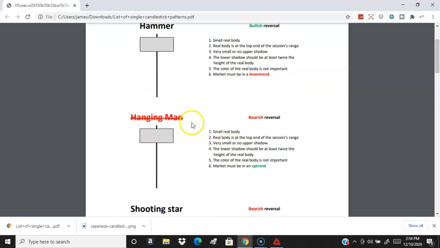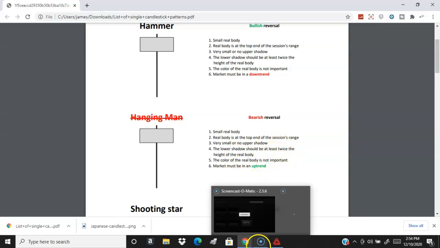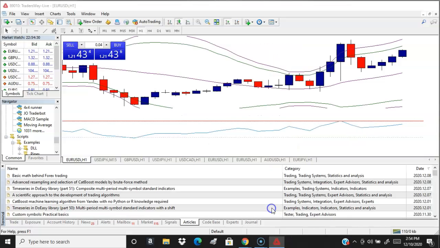So let's actually go over a hanging man, which is basically a real body, the same thing as a hammer, but it's on an uptrend. So the market is already rising, and then it starts going down. So that's why I didn't want to use the other ones.